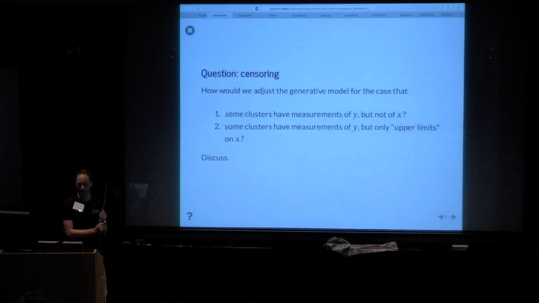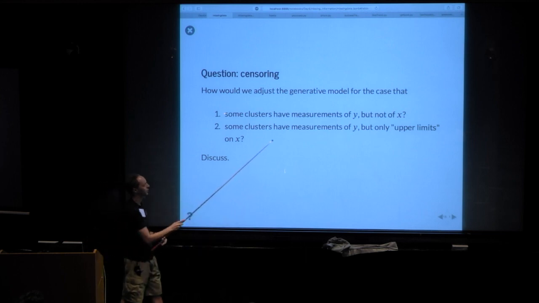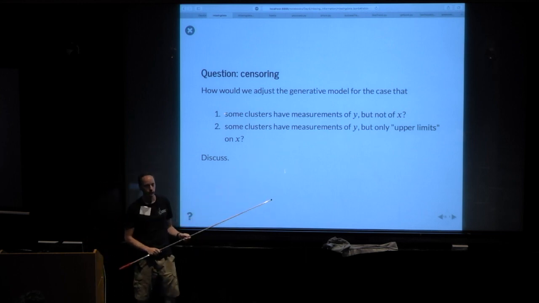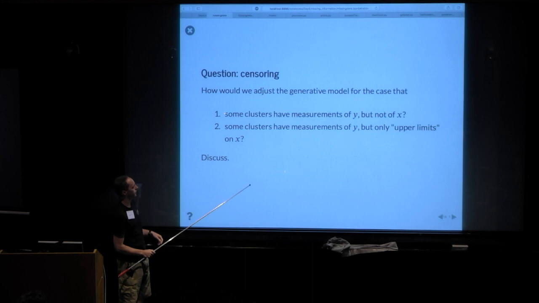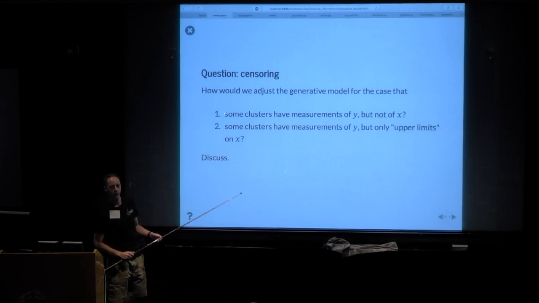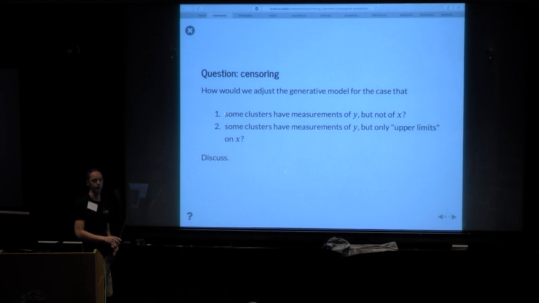Okay, so before getting into the really hard stuff, quick question for you to put your head together with the person next to you. How would we adjust the generative model that I just described for the case where some of our clusters have measurements of y but not of x? And would that be different if we had measurements of y but only, in quotes, upper limits on x? Take 60 seconds and talk this over.